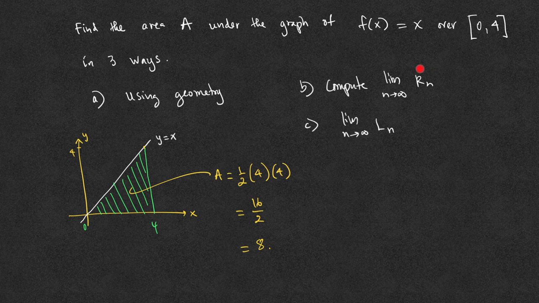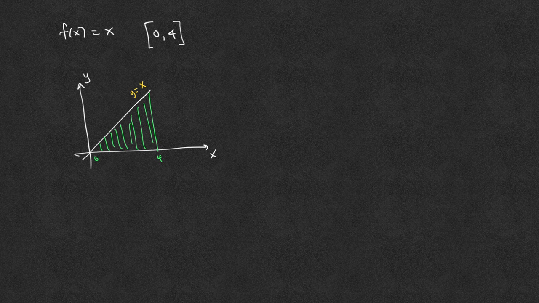If we were to use the right endpoints and the left endpoint to set up the Riemann sum, we would need to have the same answer, 8. To compute the area under this curve using the right endpoint, we take the limit as n goes to infinity of R sub n. R sub n is the right sum.